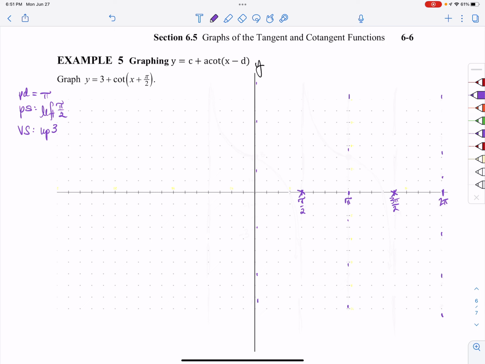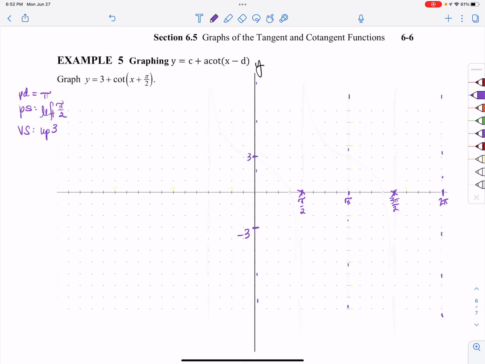Now what we want to do is shift everything to the left, pi over 2. You notice here that pi over 2 on my graph is 4 blocks, so everything is going to shift to the left 4 blocks. And then we also want to go up 3 blocks. So let's go ahead and mark 3 on our y-axis. So everything shifts to the left 4 blocks and up 3 blocks.